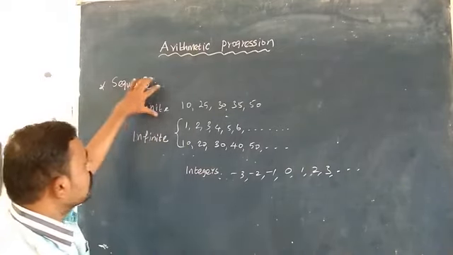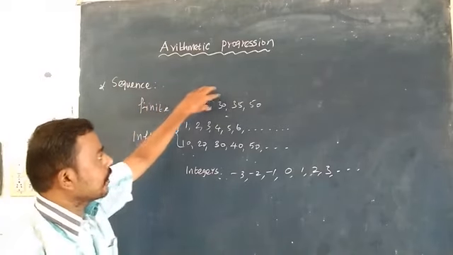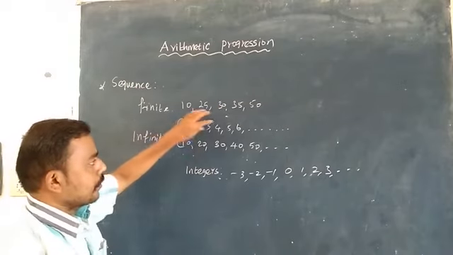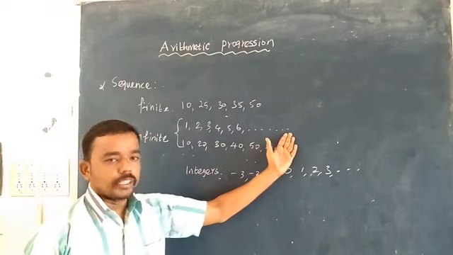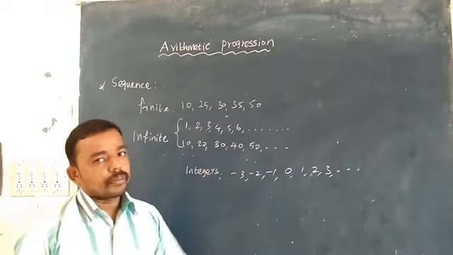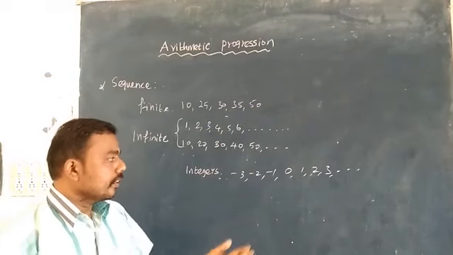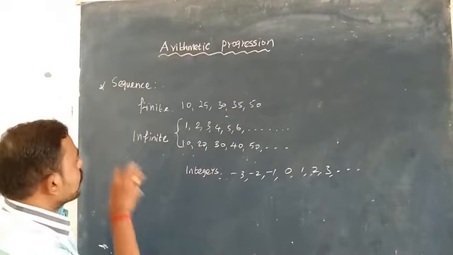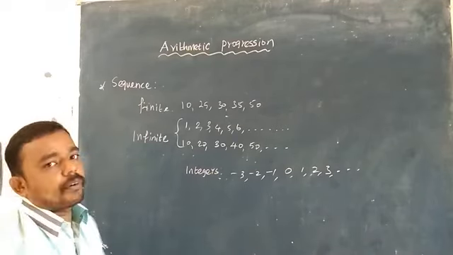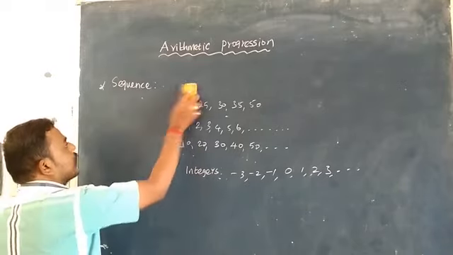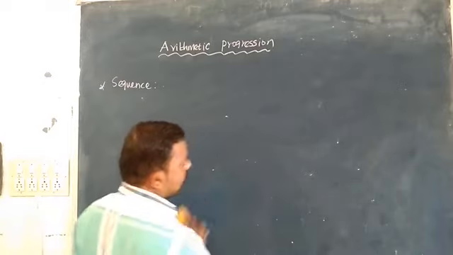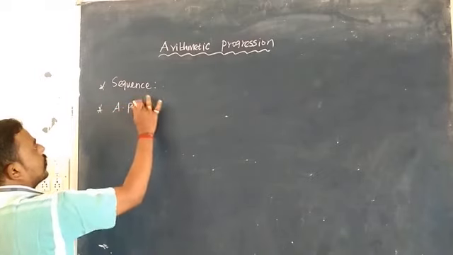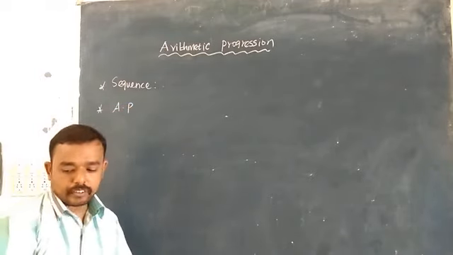So in a finite sequence, we have a first number, middle number, last number and all. The infinite sequence also has a first number only. There is no last number. And it may be that there is no first number and no last number. A particular case of the sequence is the arithmetic progression. So now we are going to concentrate only on the arithmetic progression. The arithmetic progression is simply called AP.